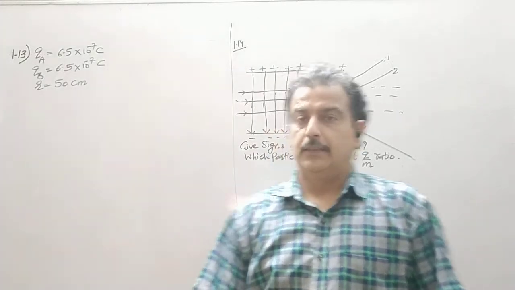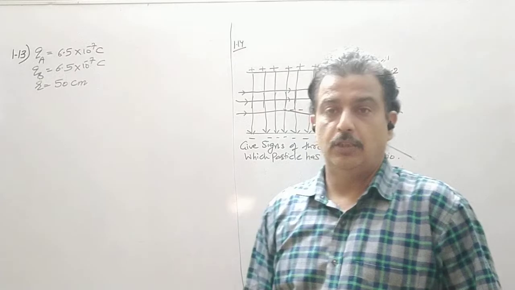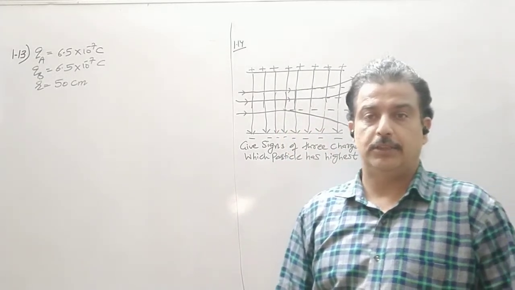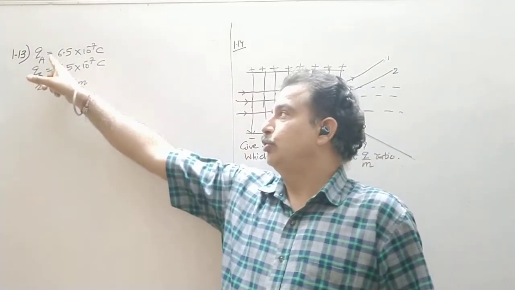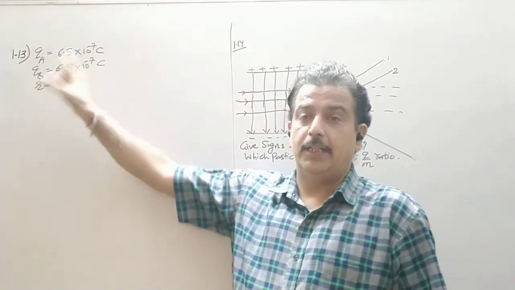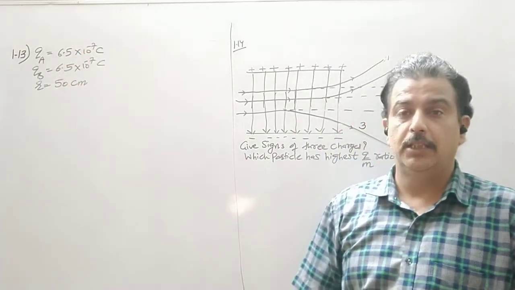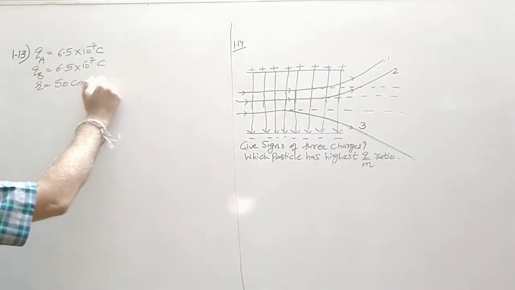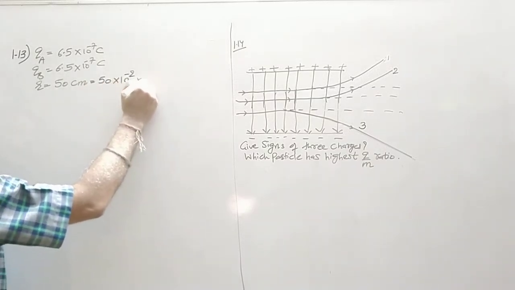Hello students, today we will do question number 13 of textual exercise. It is the continuation of question number 12. The values of two spheres are given, QA and QB, whose value is 6.5 into 10 raised to minus 7 coulomb, and they are separated by 50 centimeter, which can be converted into meter: 50 into 10 raised to minus 2 meter.